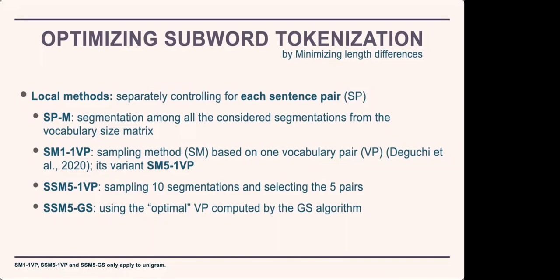For the last one, SSM5GS, it uses the same strategy as SSM5-1VP. The previous method used the optimal pair of vocabulary sizes computed by the search algorithm mentioned above. We should note that the last 3 methods use only one vocabulary pair.